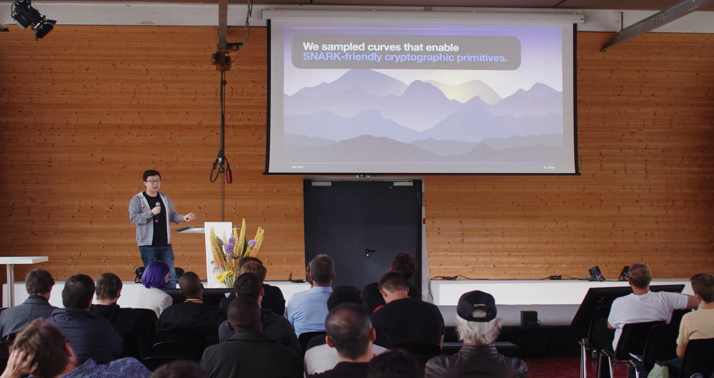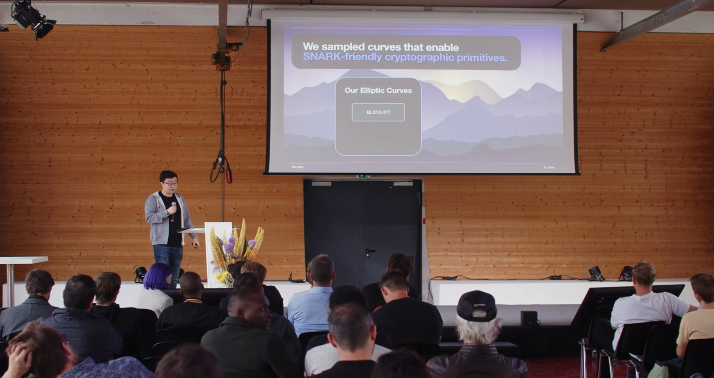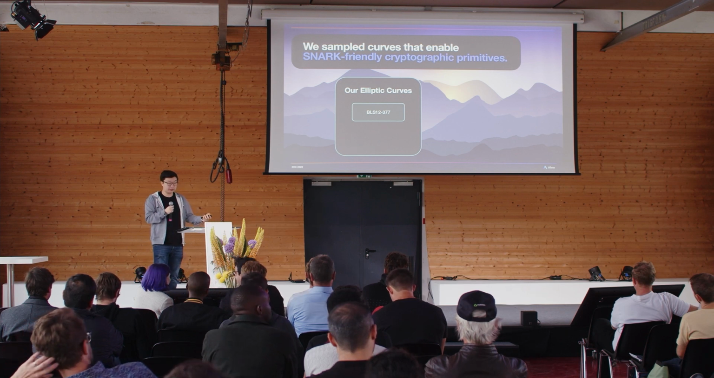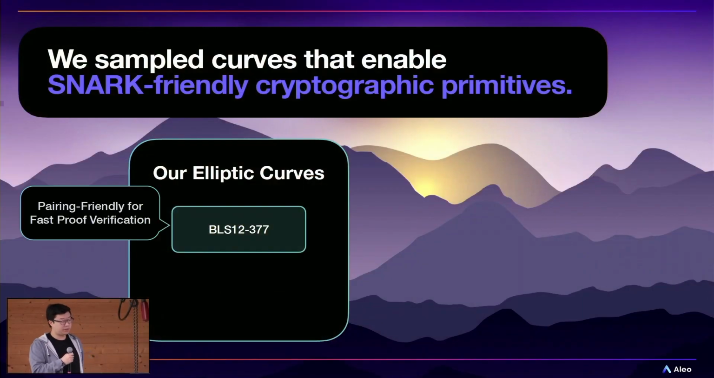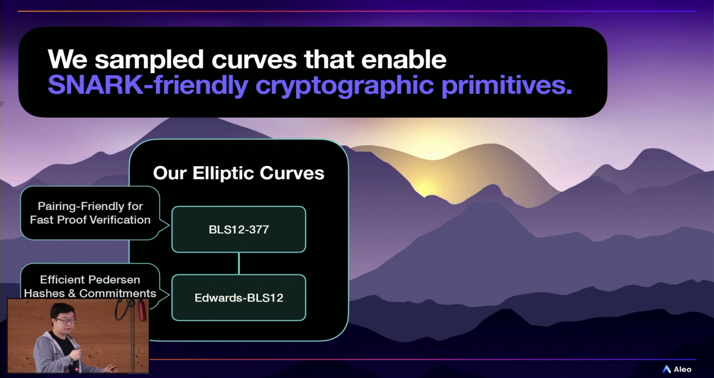We sampled curves that enable SNARK-friendly cryptographic primitives. And namely, we sampled a 377-bit curve with embedding degree 12, which we call BLS12-377. This curve is great because it supports fast proof verifications in our construction. We also sampled a twisted Edwards curve, and it's useful for efficient Pedersen hashes and commitments, as well as signatures. And in general, Edwards BLS12 enables efficient circuit operations.